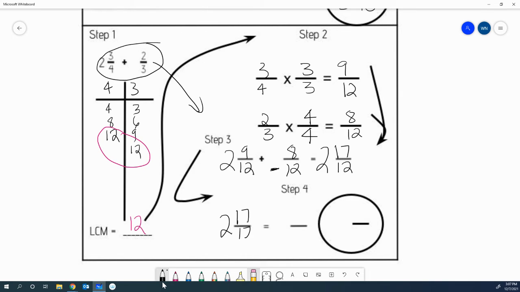2 and 17/12. That's an improper mixed number. So I'm going to subtract 12/12 from it and give that 1 to the 2. Remember, I'm going to subtract 12/12 from my 17/12 and give that 1 to the 2. So I'm going to have 3 as my whole number. 17 minus 12 is 5. So 3 and 5/12 is our answer.